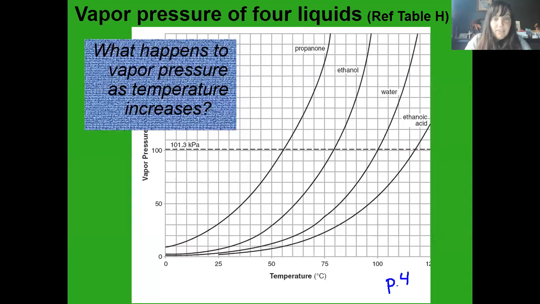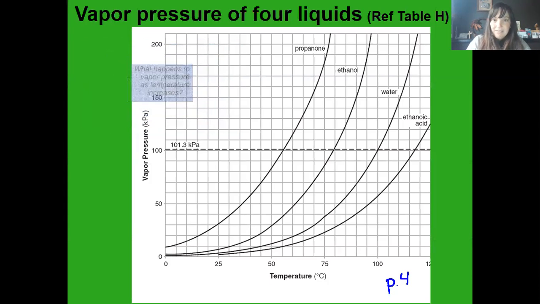Okay. So this brings us to our next reference table. Reference table H is the vapor pressure of 4 liquids. There's not a ton of natural liquids that you find on Earth, mostly just water, but here's a few. And so we can compare their vapor pressure over temperature. So take a look at the graph and notice what happens to vapor pressure as temperature increases for all 4 of them. Does it increase or decrease?